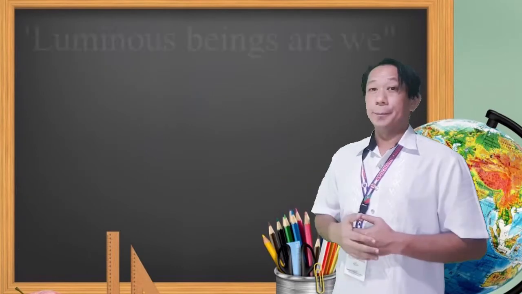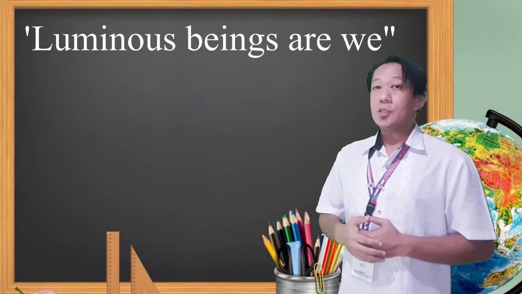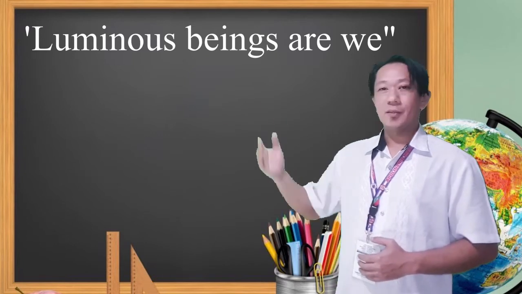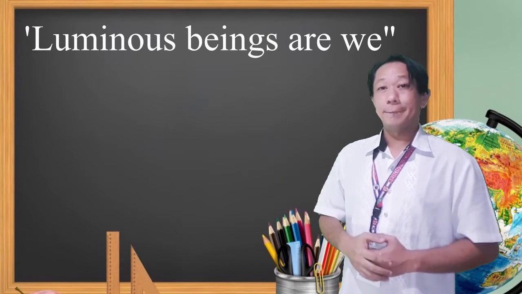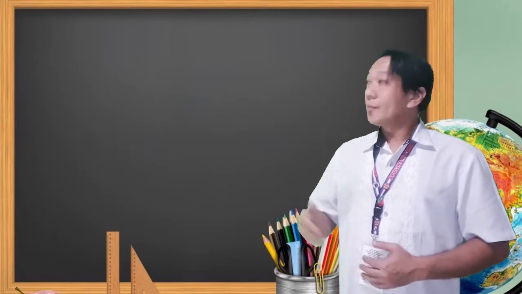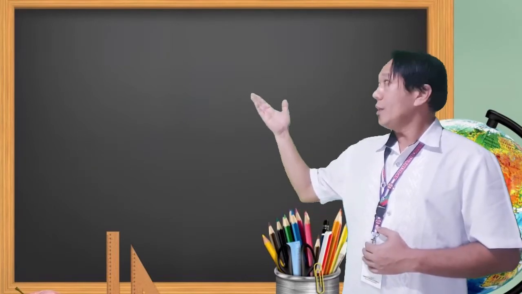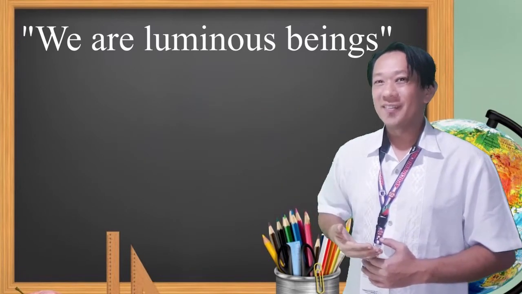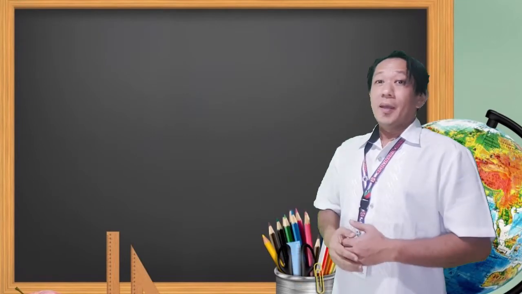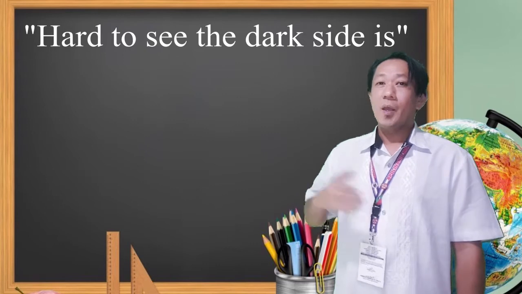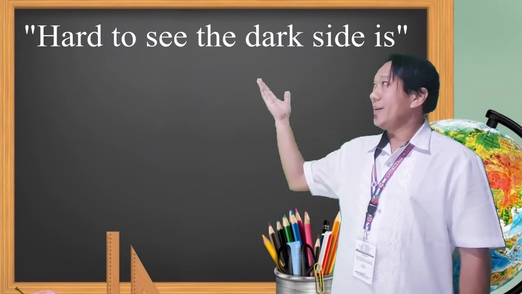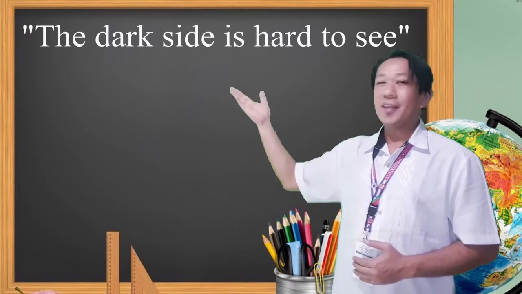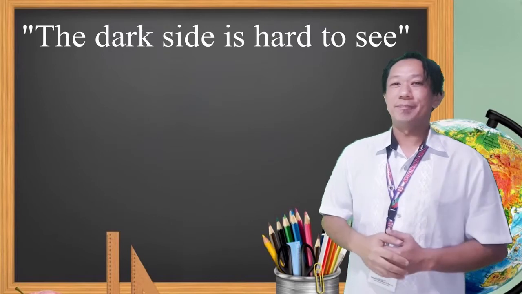How about the next one? Luminous beings are we. I'll give you a few seconds to invert it. If you said, we are luminous beings, then correct you are. And how about the last one? Hard to see the dark side is. All together now? The dark side is hard to see. Very good.